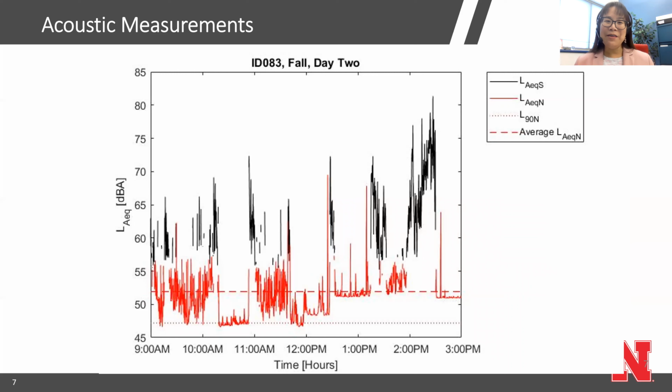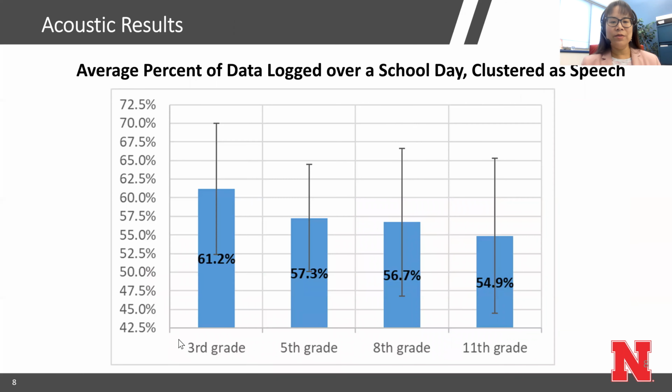Having this data for every classroom and every occupied day allowed us to look at how often students in this classroom are exposed to speech versus non-speech. And we looked at that over grade. So here's a plot where you can see the 4 grades we studied. The 3rd grade classrooms did experience a higher percentage of speech over a school day than 11th grade classrooms, with standard deviation lines shown, whereas the 11th grade classrooms experienced 54.9%.